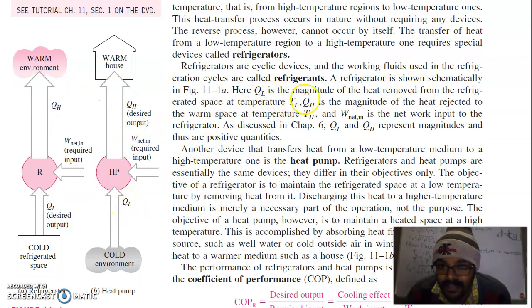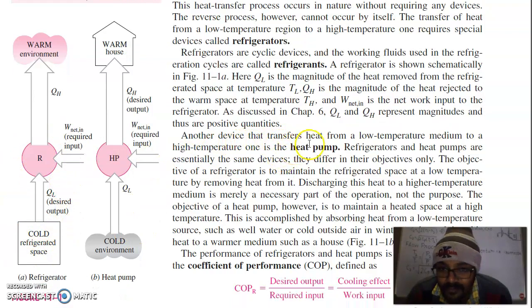Here QL is the magnitude of heat removed from the refrigerated space at temperature TL, and QH is the magnitude of heat rejected to the warm space at temperature TH. So that is the case of the refrigerator, which we have discussed. Another device is the heat pump, which takes heat from a low temperature medium and transfers it to a high temperature one. The heat pump takes heat QL from the cold environment and transfers it to the house to make it warmer. It will transfer this heat QH to the house, and the heat pump requires WNet work input.